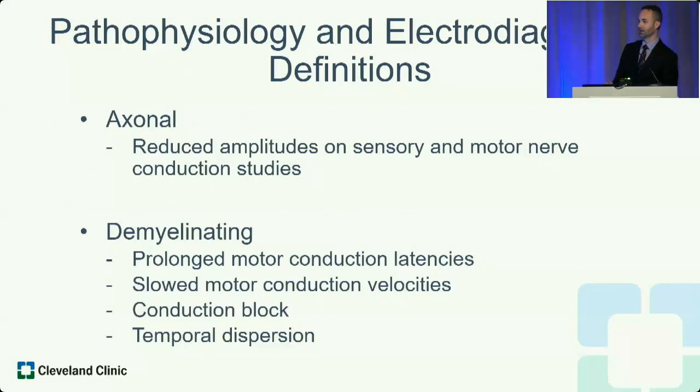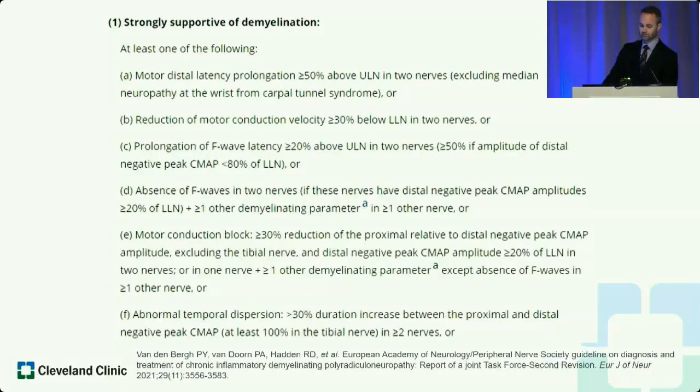And then demyelinating, there's four major categories that we use. So prolongation of motor conduction latencies, slowed motor conduction velocities, the presence of a focal conduction block, and temporal dispersion on the waveforms themselves. And these are the kind of criteria for strongly supportive of demyelination when you talk about, again, motor distal latencies.